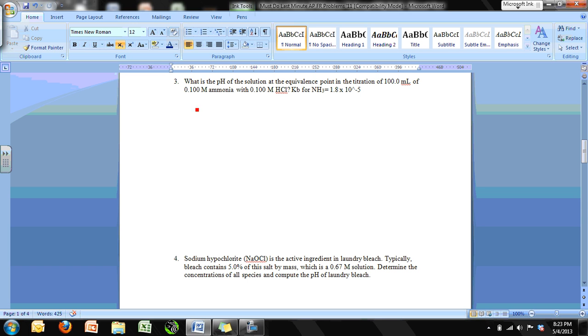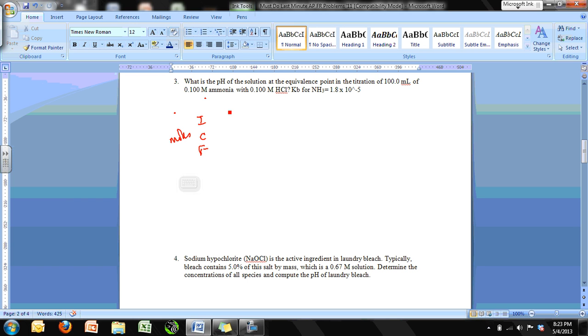Question number 3 says, what is the pH of a solution at the equivalence point in a titration of 100 mL of 0.1 molar ammonia with 0.100 molarity HCl? The first thing you need to know, again, when there is ammonia and HCl mixed together, it will undergo neutralization. So before you can determine the pH, you need to see after neutralization what are the players that will set the pH. So let's write the ICF chart, and it is written in moles.